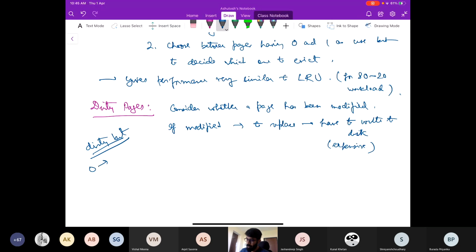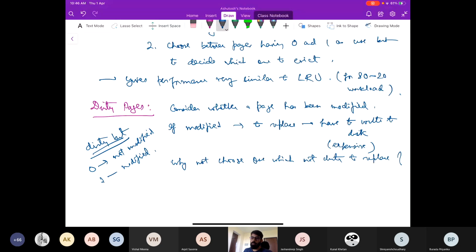This is done by the dirty bit. 0 means not modified, and 1 means modified, so it is dirty. If modified, then we have to save it to the disk, which is more expensive. So why not choose one which is not dirty? This can be put on top of this clock algorithm or any such algorithm.